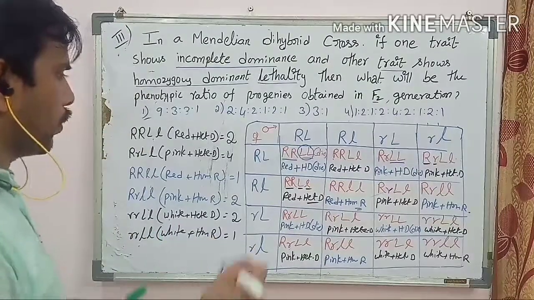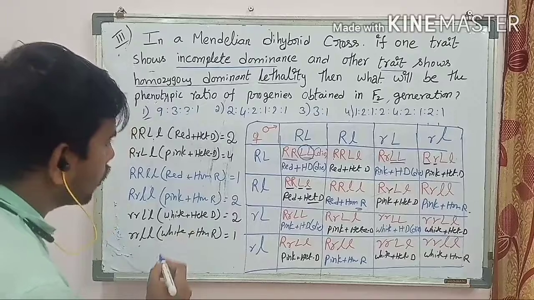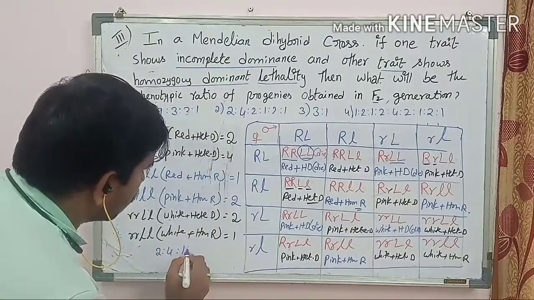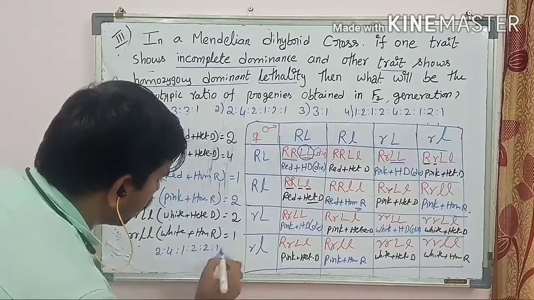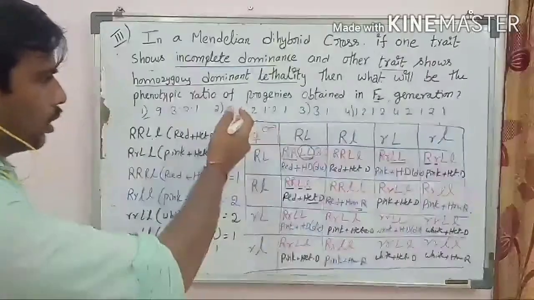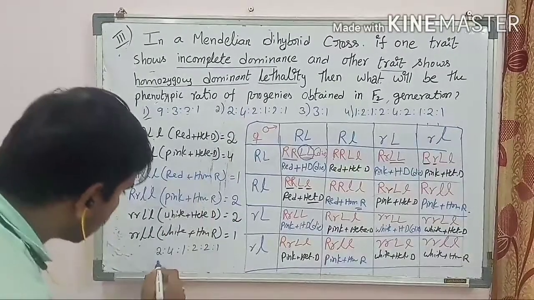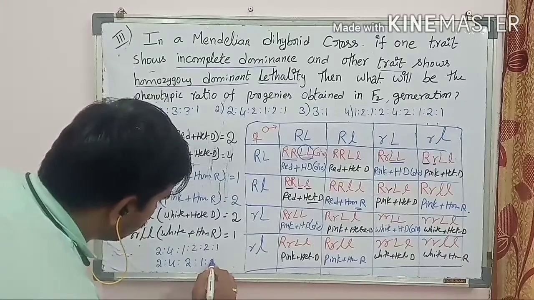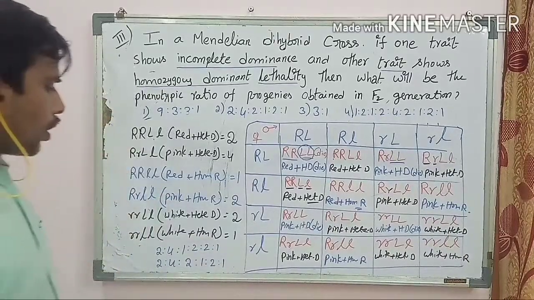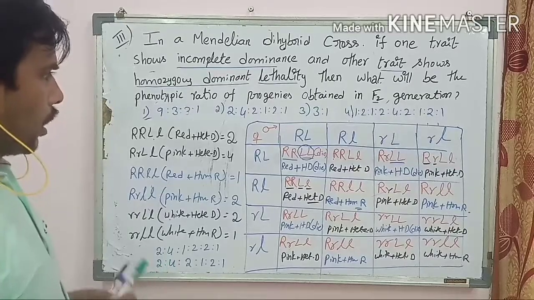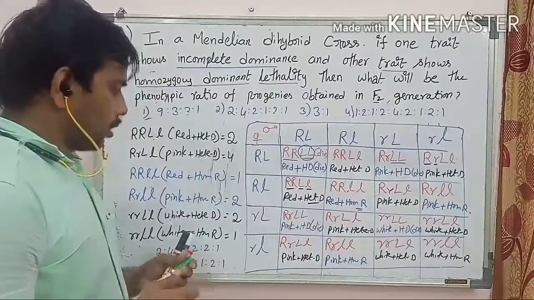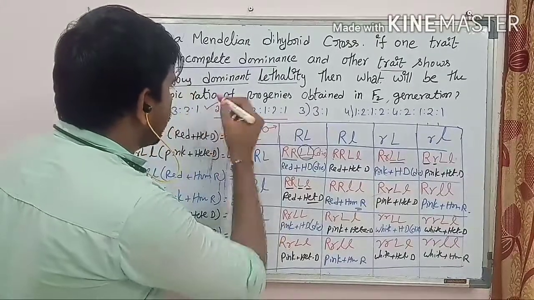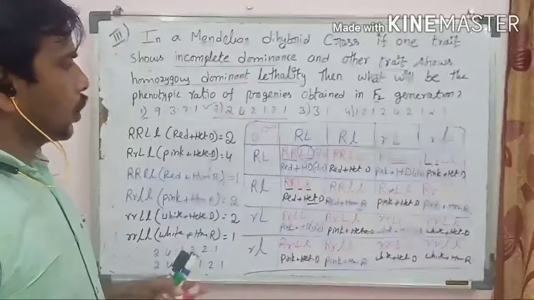So we can compare with the options. Now what is the ratio given here? 2:4:1:2, 2:1 we have got. Just for the ratio, we are going to match, we can arrange this accordingly: 2:4:2, 2:1:2, 2:1. Now we can get the answer by seeing all the 4 options. Now see, the option is here, option 2. This is the right option for the given question.